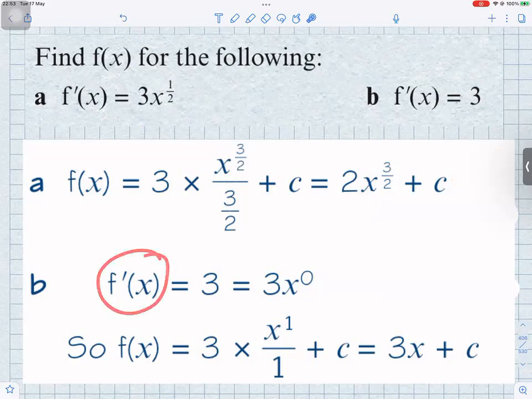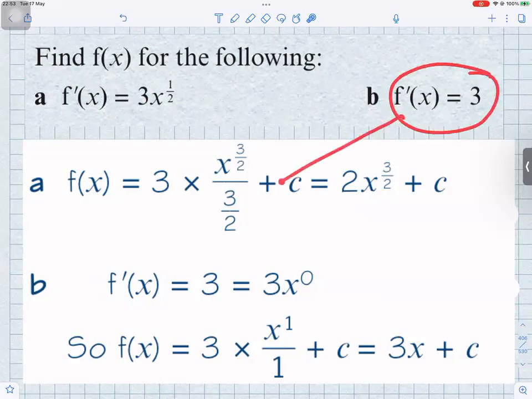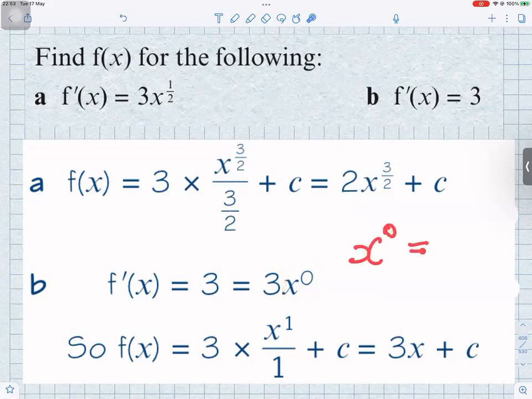F dash of x is equal to 3. To find y, we have to integrate. When you have just 3, you imagine there's x to the power 0 next to it. X to the power 0 is the same as 1. So this is the same as 3 times 1, which is 3. So when there's x to the power 0, you add 1 to the power. 0 plus 1 is 1, and you divide by 1. So you have 3 times x to the 1 over 1 plus c.